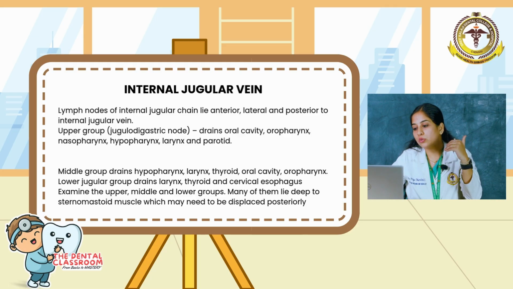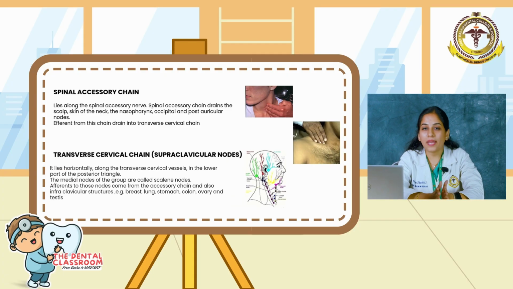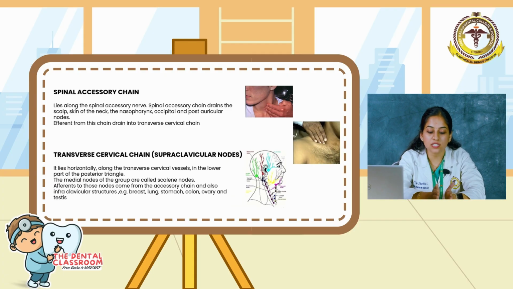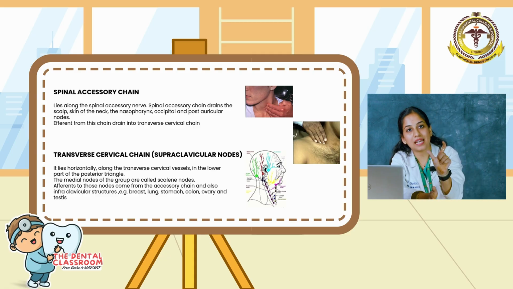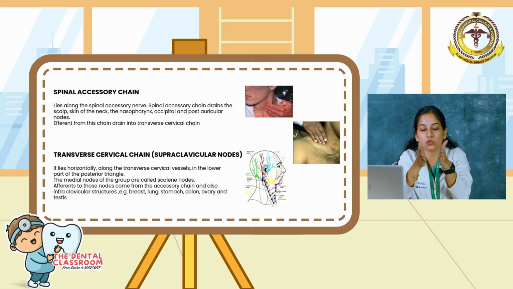So next we are moving on to the spinal accessory chain. As the name suggests, everything is based on the anatomical classification. It runs along the spinal accessory nerve. So spinal accessory nerve, spinal accessory chain. The terms are similar to those of the anatomical classification. Then the last one will be the transverse cervical chain, that is the supraclavicular lymph nodes.